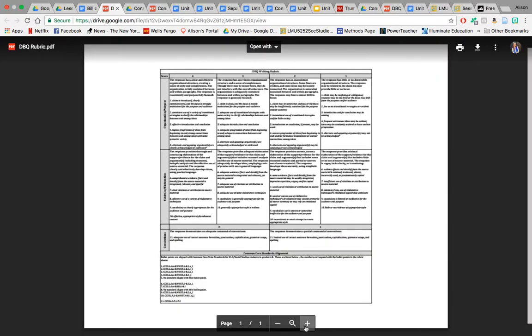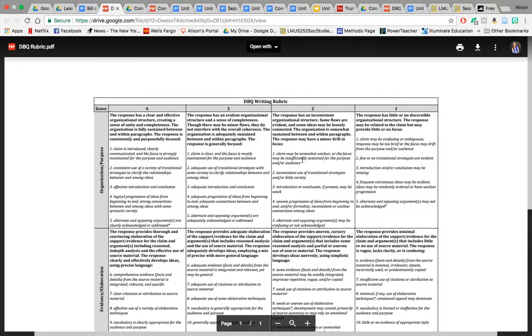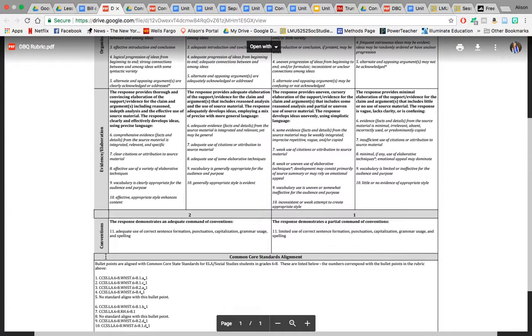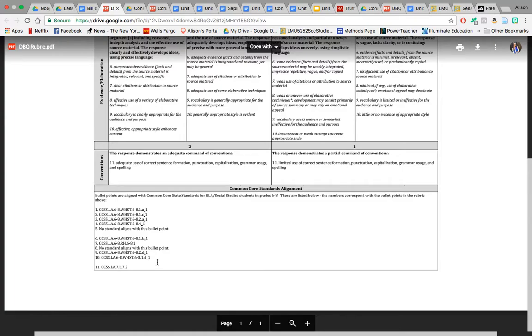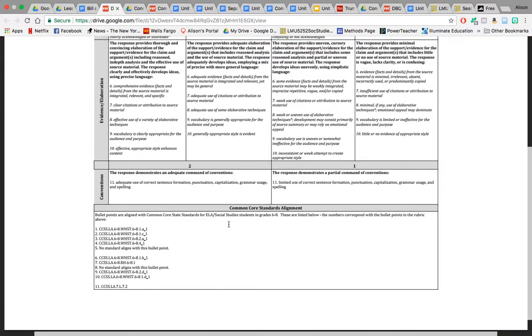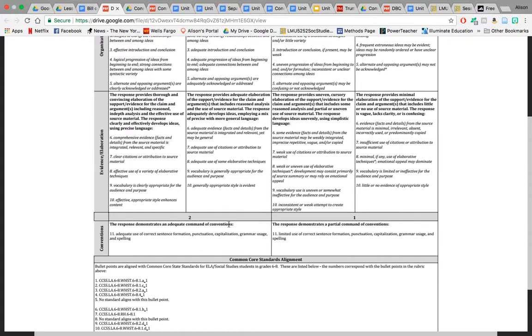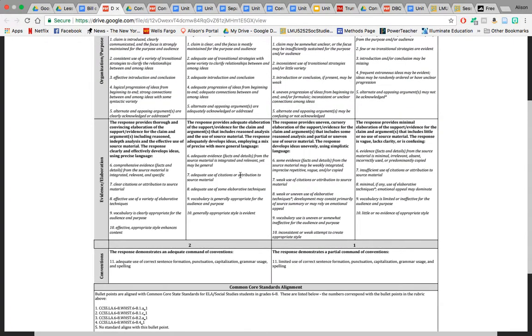It's adapted for shorter assignments, but for the DBQ, this is a modified SBAC rubric that my department made. We went through each of these sections: organization, purpose, evidence, elaboration, and conventions, and we attached it to Common Core standards. That way we can input it into a standards-based grading tool called Illuminate that my district uses, and we're able to see the growth the kids are experiencing and also see where there are gaping pieces of knowledge.